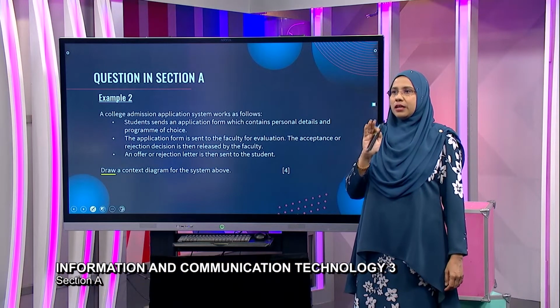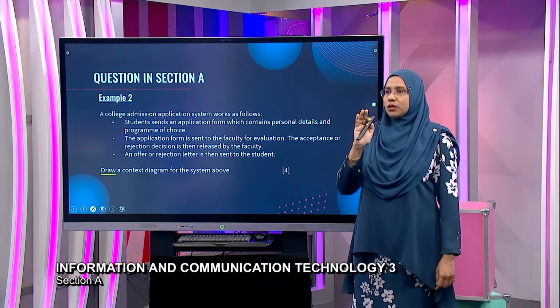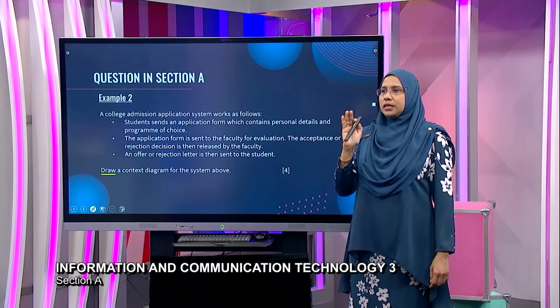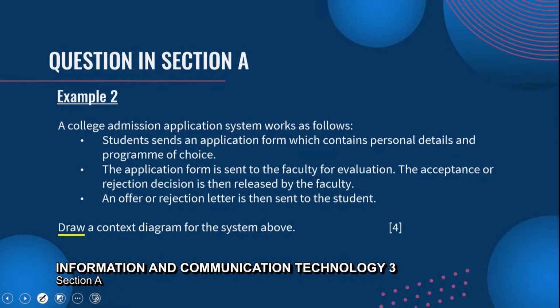Okay, so the first one. A student sends an application form which contains personal details and program of choice. Okay, the application form is sent to the faculty for evaluation. The acceptance or rejection decision is then released by the faculty. Next, an offer or rejection letter is then sent to the student. So very clearly we can see the flow.